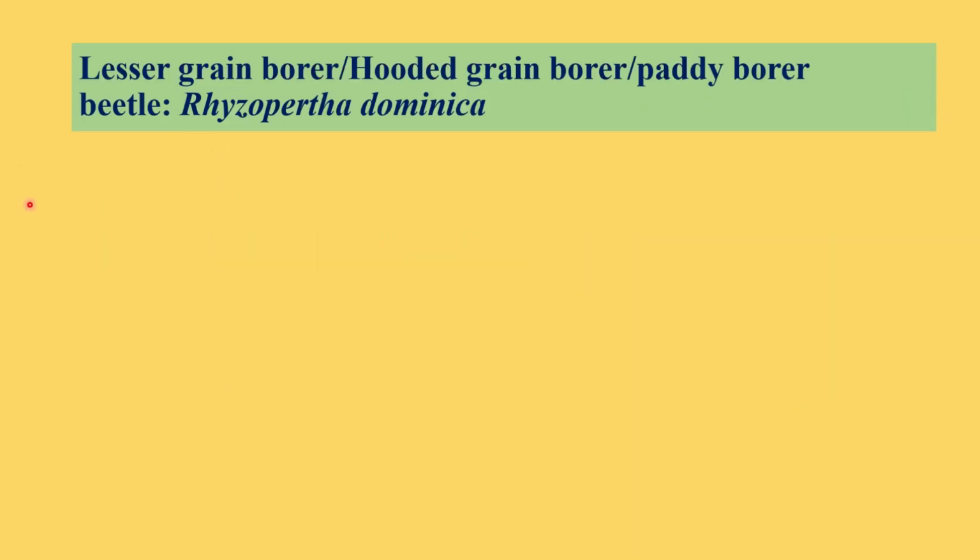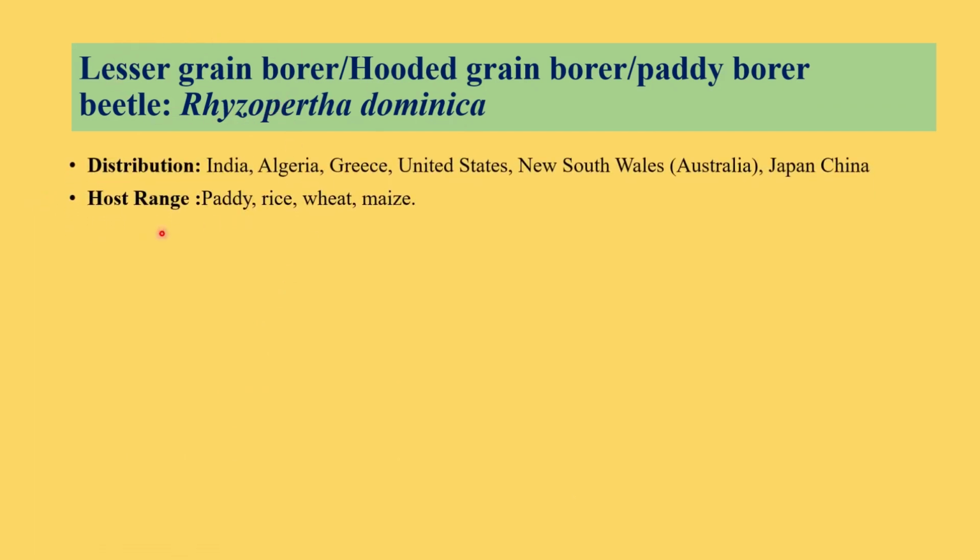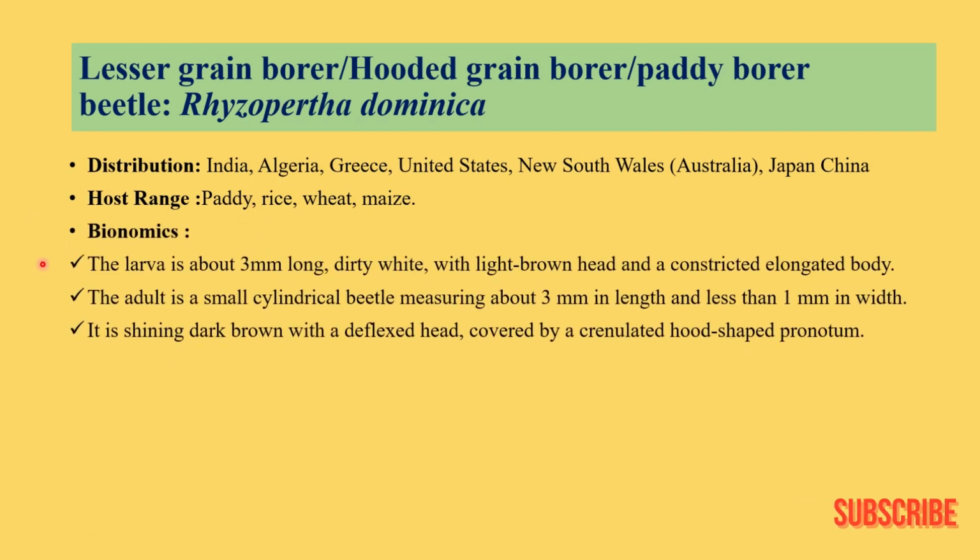Coming to the next primary pest of rice, Rhyzopertha dominica, which is commonly called the lesser grain borer, this is its distribution and host range. The larva is 3 mm in length and white in color, with a light brown head and a constricted, elongated body. The adult is small and cylindrical, 3 mm in length and less than 1 mm in width.